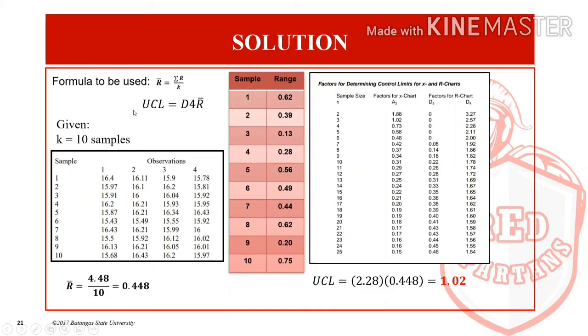So, ano ba ang formula ng UCL natin? D4 times R-bar. So, check natin sa table. Ano ba ang value ng D4? Since meron tayong 4 na observation, 2.28 yung ating D4. 2.28 times 0.448 na R-bar. So, 1.02 yung ating UCL.